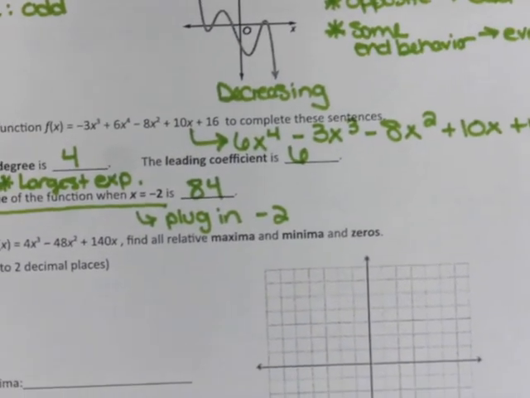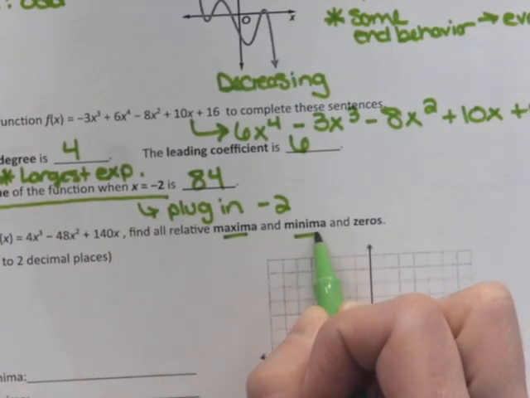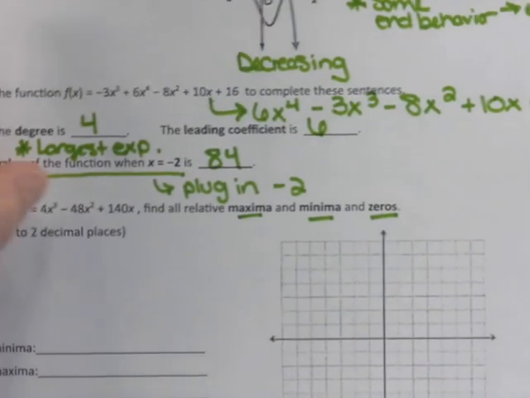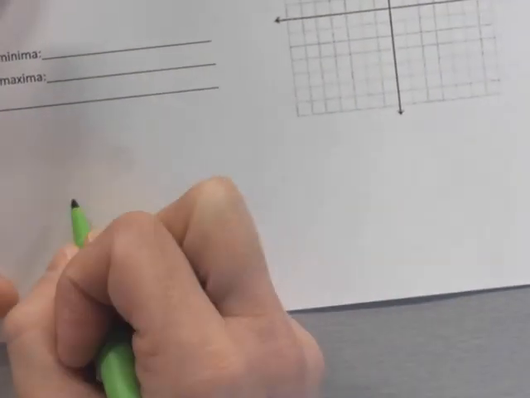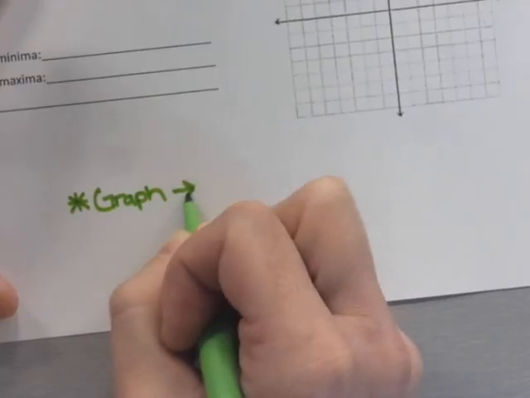All right, next one, we want to find the maximum, the minimum, and the zeros. Okay, so anytime it's a graph, remember you should start thinking about Desmos. So anytime I see a graph, my head goes, hey, Desmos, please.